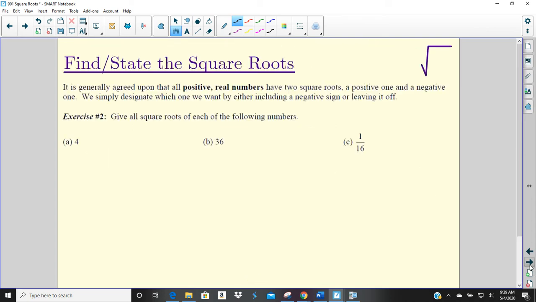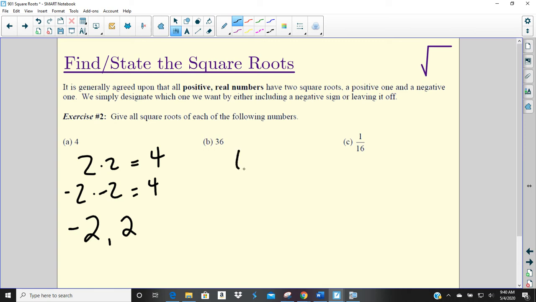They're not difficult. Okay? So it's generally agreed upon that all positive real numbers have 2 square roots, one positive, one negative. We saw that in the do now. We had the -7 squared is 49. We know also 7 squared is also 49. We simply designate which one we want either by including a negative sign or leaving it off. Question number 4, give all square roots of each of the following numbers. So we can have 2 times 2, which is 4, and we can have -2 times -2, which is also 4. So the 2 square roots are going to be -2 and 2.